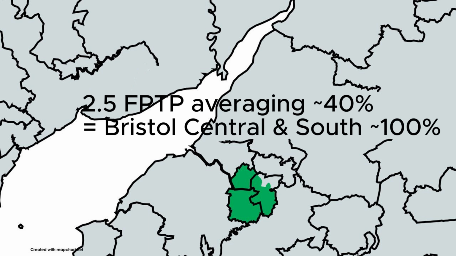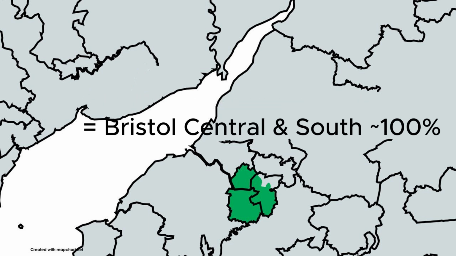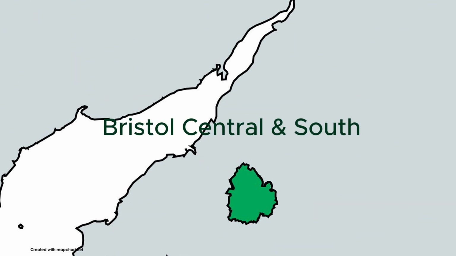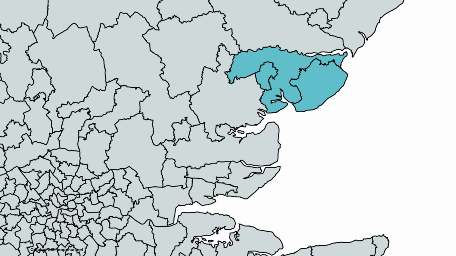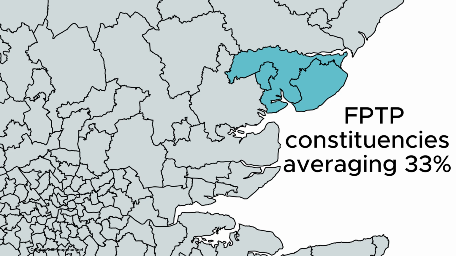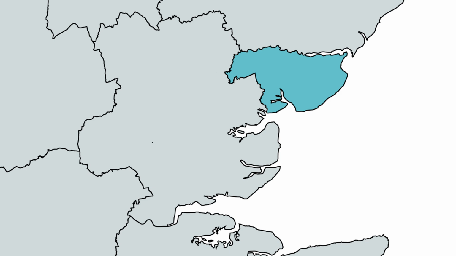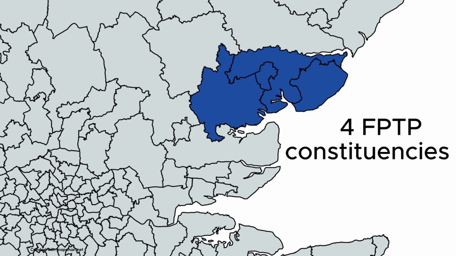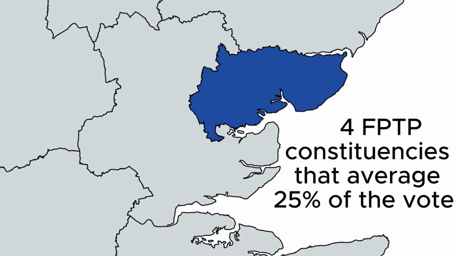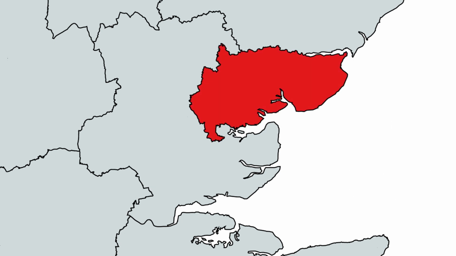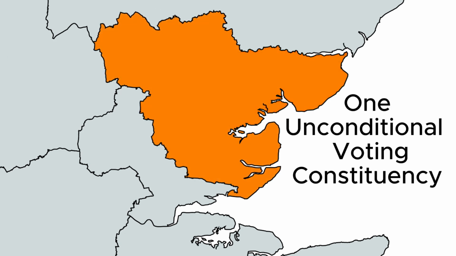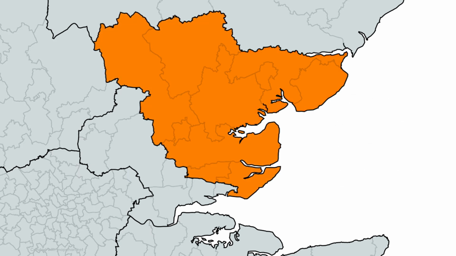Or a Bristol Central and South constituency could be expected to take 40% of the vote and would be formed from two and a half first past the post constituencies. Or a Reform constituency expecting a third of the vote from three first past the post constituencies. The less popular the party locally, the larger their constituency. Local constituencies of different parties need not be equitable to each other because their candidates would not be directly competing for seats. Constituencies would not be tied to first past the post boundaries.